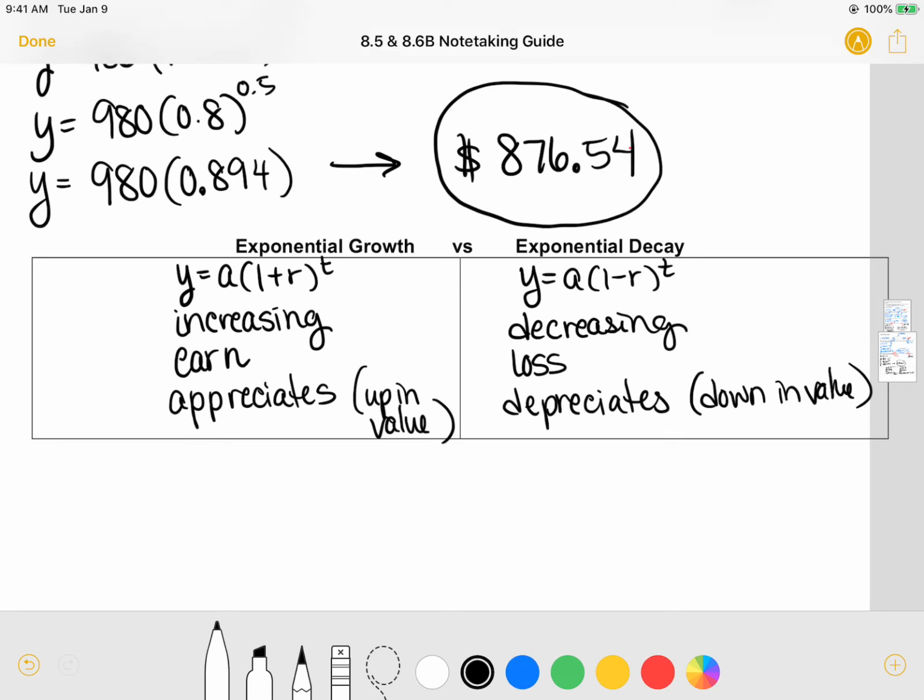Those are some key terms that will help you to decipher whether you should use the growth model or the decay model. Okay? So we are wrapping up Unit 7, and I want you to go ahead and get started on your homework for 8.5 and 8.6 Part B. And what we're going to do next is we are going to start our practice test here soon, and that is the next video. We're going to talk about the practice test, and we're going to be reviewing the problems that are going to be coming up on the upcoming test, which is Unit 7 test.